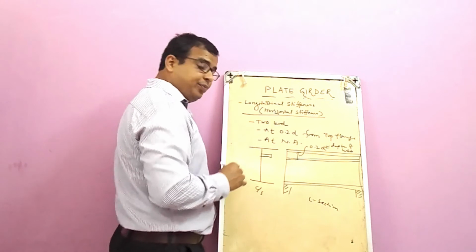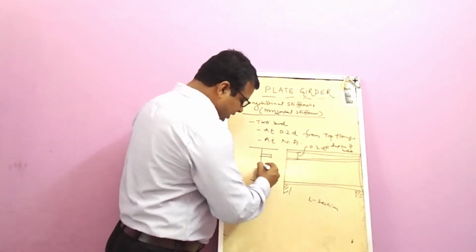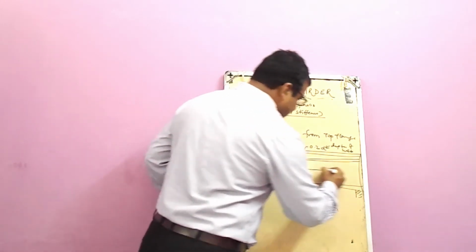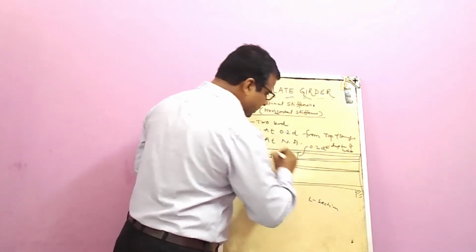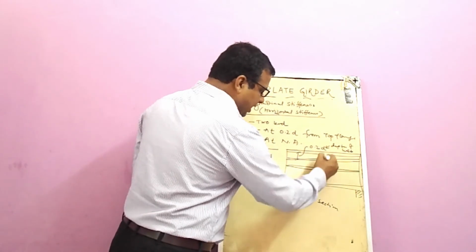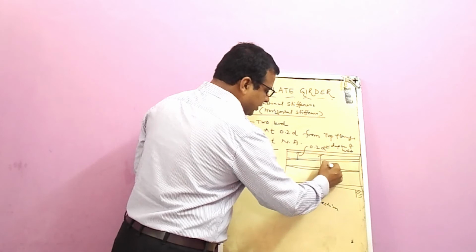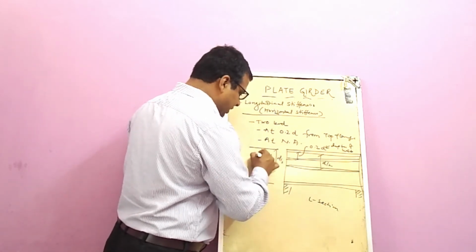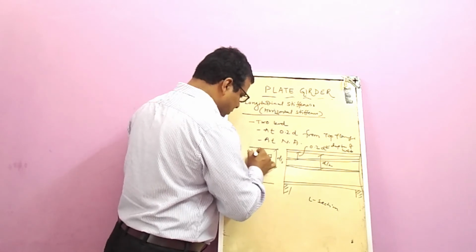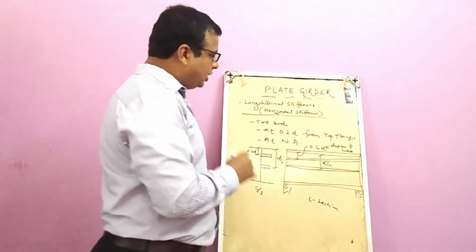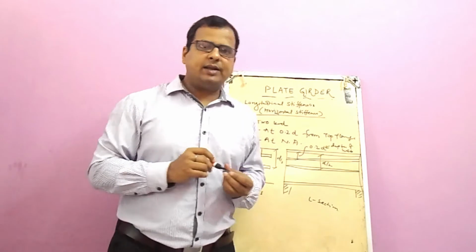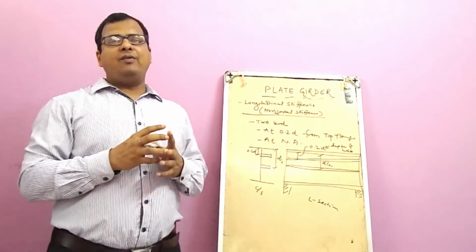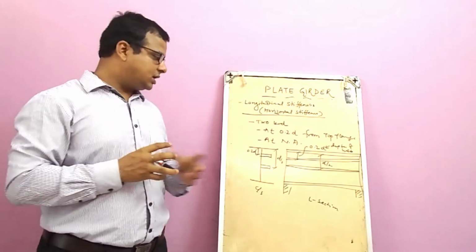Now if we provide any additional horizontal or longitudinal stiffeners, then this will be D by 2. So this distance will be D by 2, and this will be 0.2D. In this way we generally provide the longitudinal stiffeners. Why do we provide these two locations?